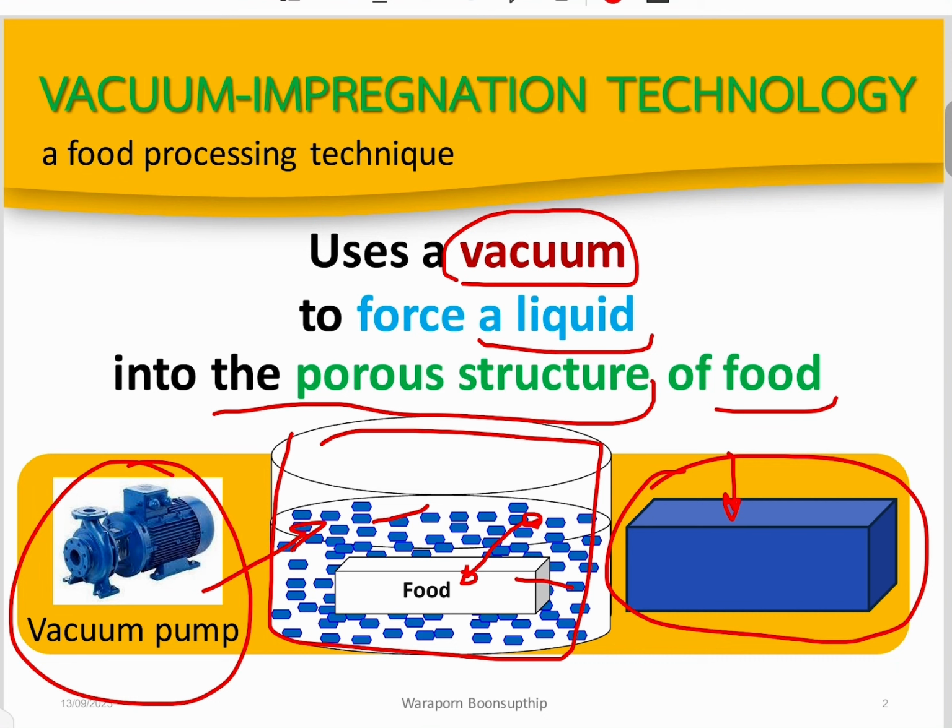To apply this technique, we have to be very careful in optimizing the vacuum pump and the food and liquid properties to get the final product in the quality that we want, like the texture, whether we want soft or strong textures, how much of the liquid to get inside, and how deep the liquid can go into the food matrix. We have to design the process to fit the final food product that we want.